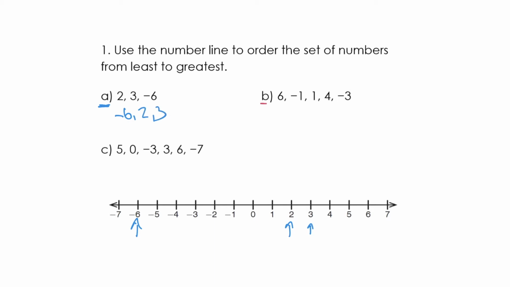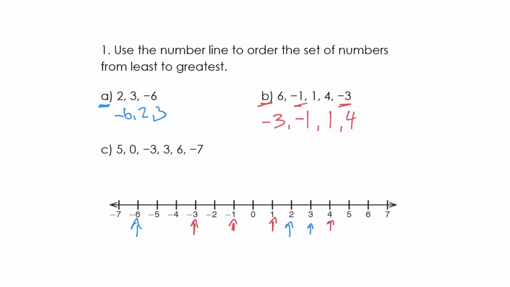Let's look at B. Which is the smallest number? So here's the trick. You gotta watch out for the negatives. Negative 3, even though it's a bigger digit, is a smaller number. So with the negatives, it's the exact opposite. Negative 1's right there. 1 is right there. And 4 is right there.